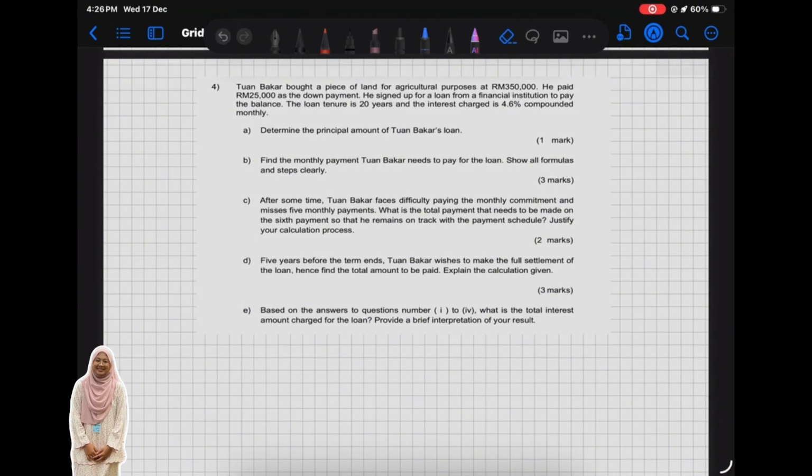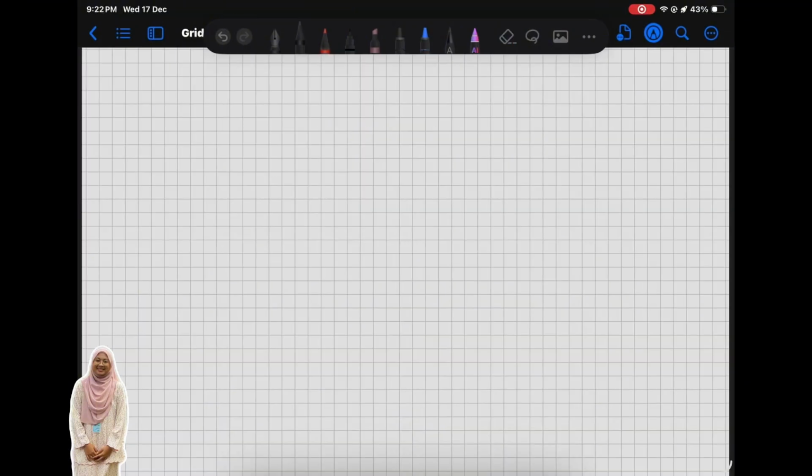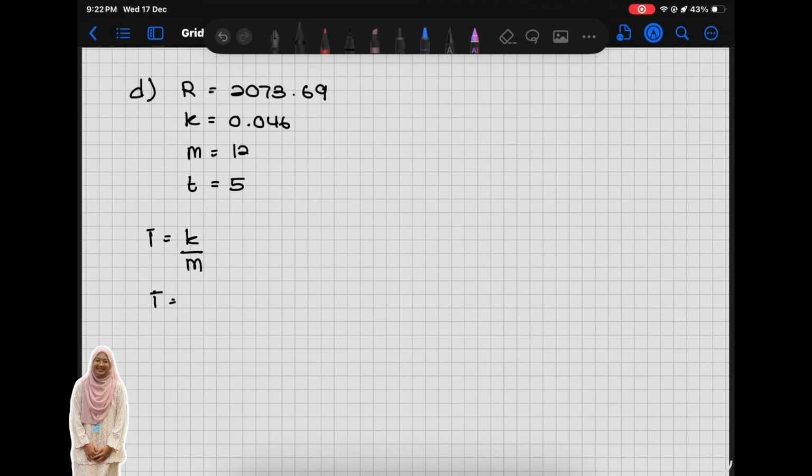D. 5 years before the term's end, Tuan Bakar wished to make the full settlement of the loan, hence find the total amount to be paid. Explain the calculation given. First, we identify the given values. Monthly installment is R is equal to 2073 ringgit 69, the interest is 0.046, M is equal to 12 and T is equal to 5. So we need to find I. I is equal to K over M. I is equal to 0.046 over 12. Next, N. N is equal to M times T. N is equal to 12 times 5. N is equal to 60.